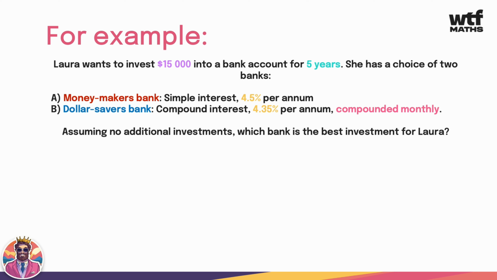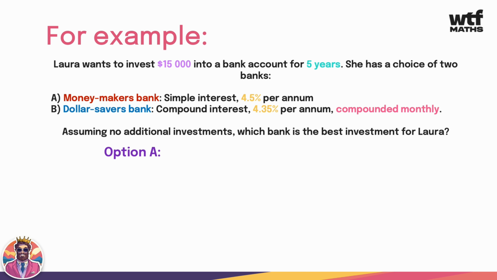The first choice is the Moneymakers Bank, option A, and this is simple interest at 4.5% per year. Option B would be the Dollar Savers Bank, which is compound interest at 4.35% per year, compounded monthly. Now, if we assume that she does no additional deposits or anything like that, which bank is the best investment for Laura? So let's look at option A.